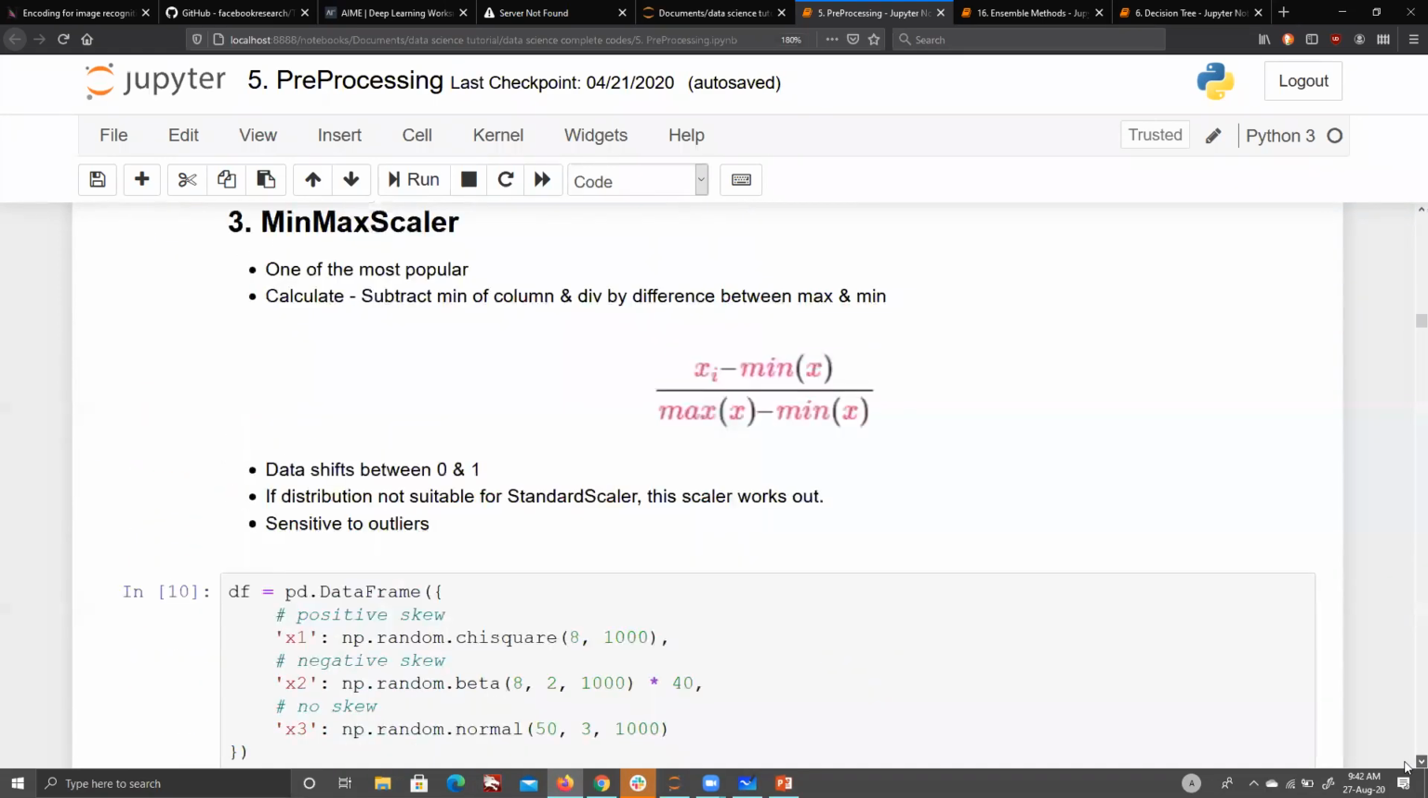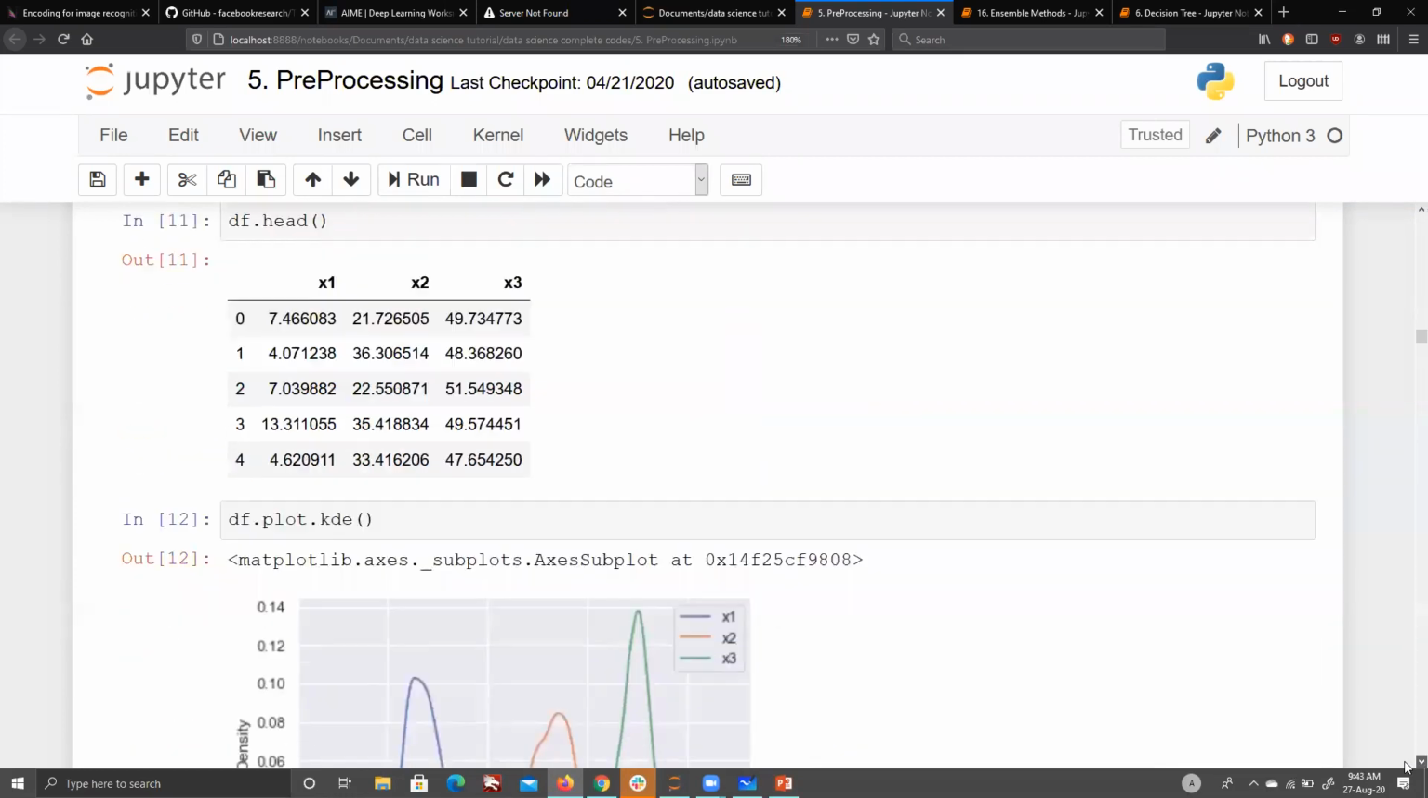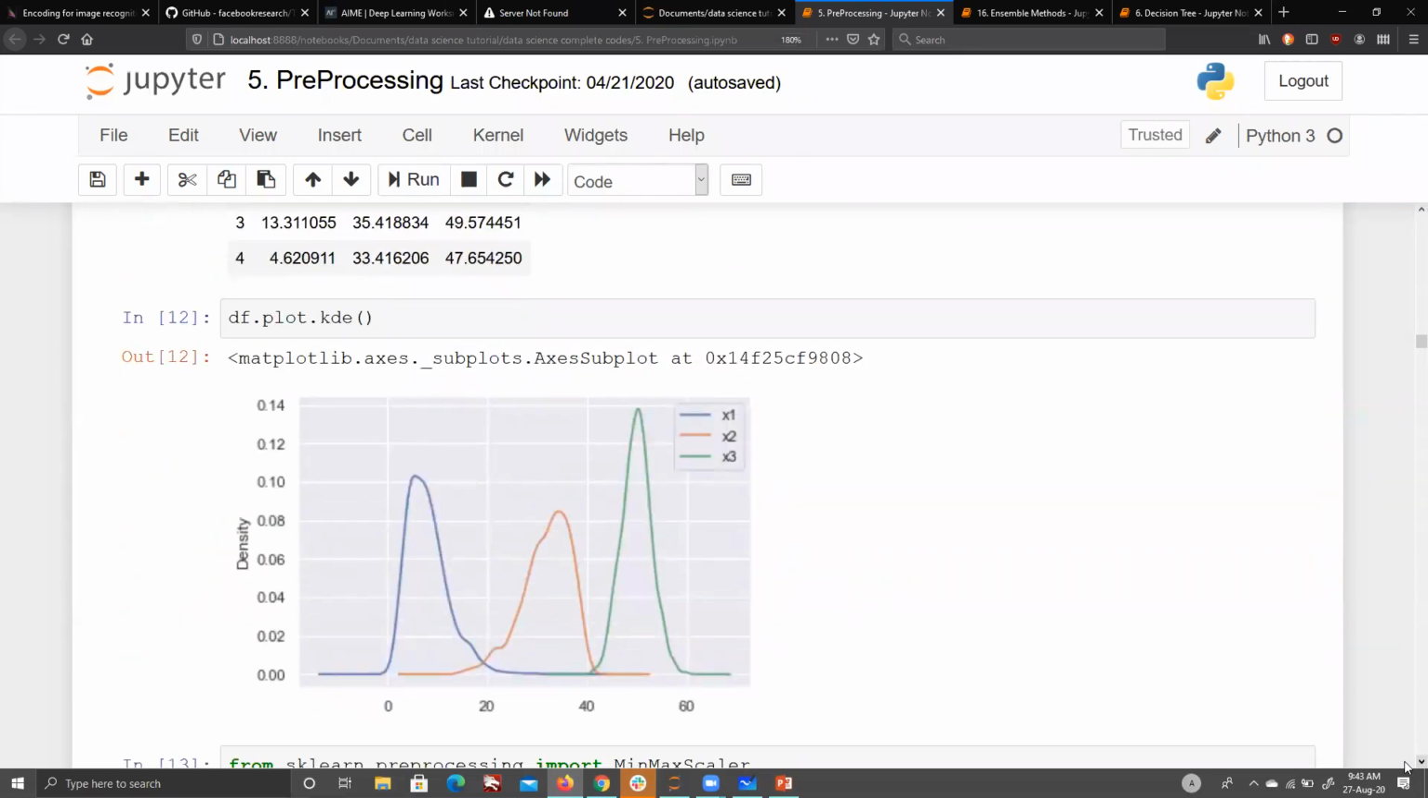Okay, so one question is, do we combine these? What I'm saying is, let's say I have got an employee database in which I've got salary, age, and all. Age might not be following a normal distribution, but salary might be.